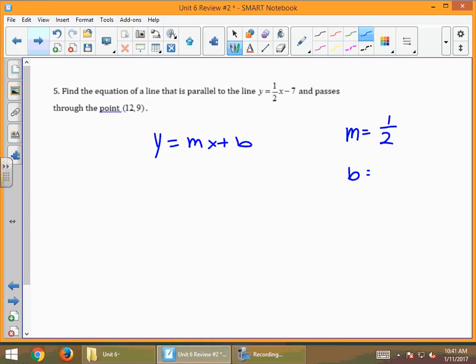Why is it 1/2? Perfect. Whenever you see parallel, say same slope. The slopes are going to be exactly the same. So whatever the slope is of the first line, that's going to be the slope of your new line. Here's the thing. Do we know the y-intercept? Did they give us the y-intercept of our new line? No. It's tempting to say that it's -7, but that's the y-intercept of the old line. The new line is going to have a completely different y-intercept. We don't know what our b is yet.